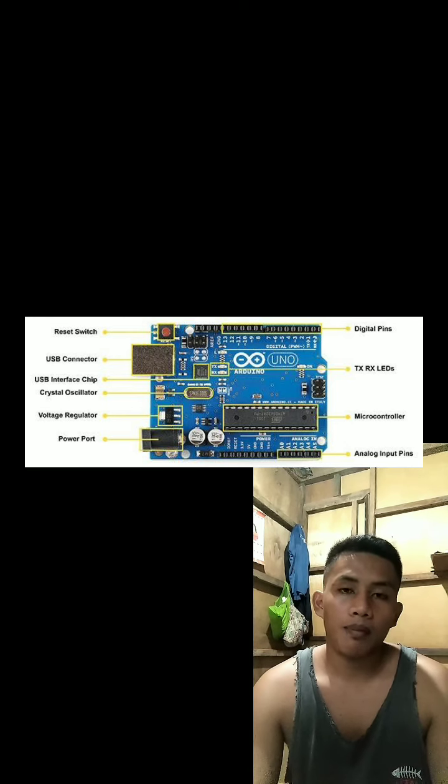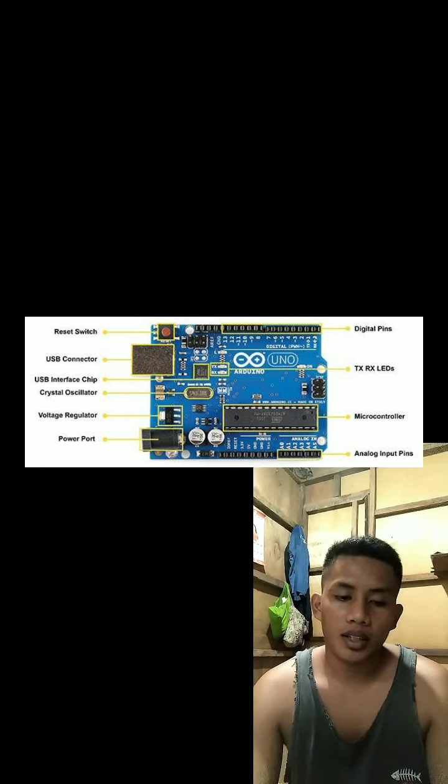Then number two, power barrel jack. Arduino boards can be powered directly from the AC mains power supply by connecting it to the barrel jack. Number 3 is voltage regulator. The function of the voltage regulator is to control the voltage given to the Arduino board and stabilize the DC voltages used by the processor and other elements.